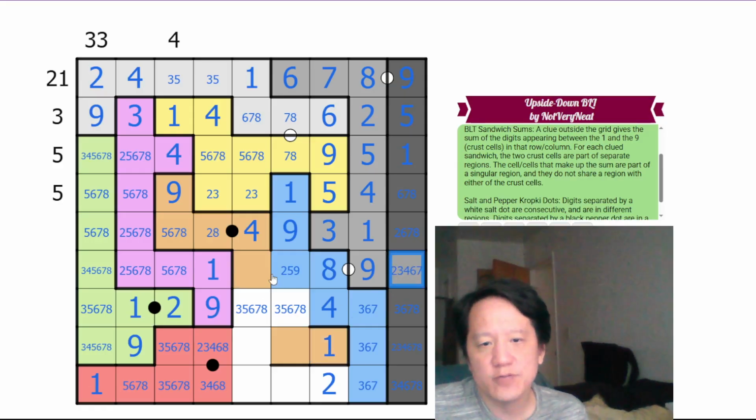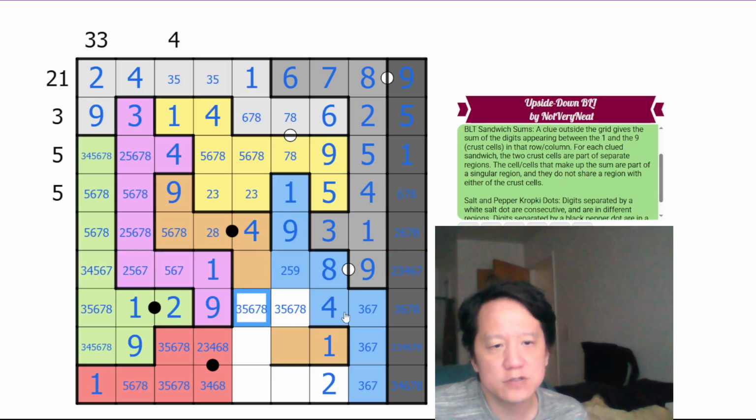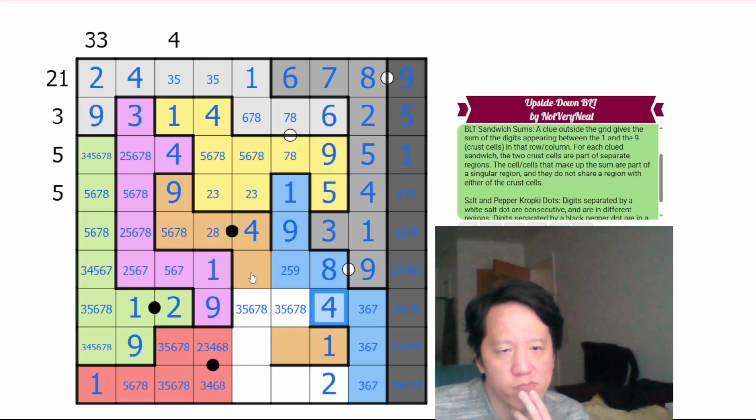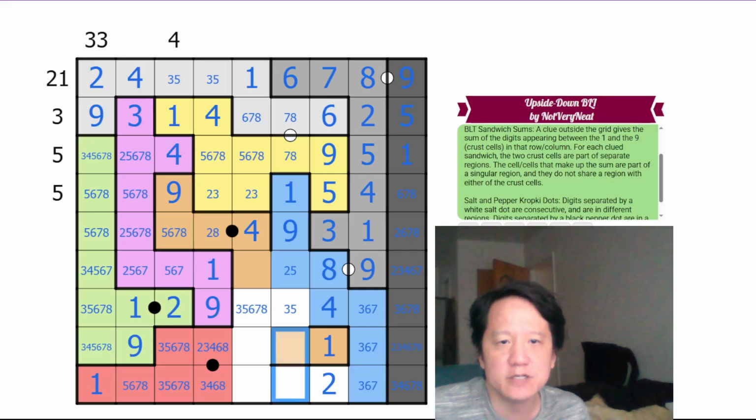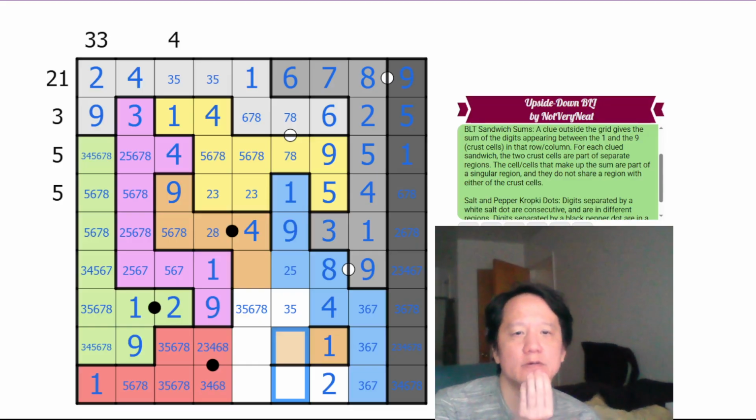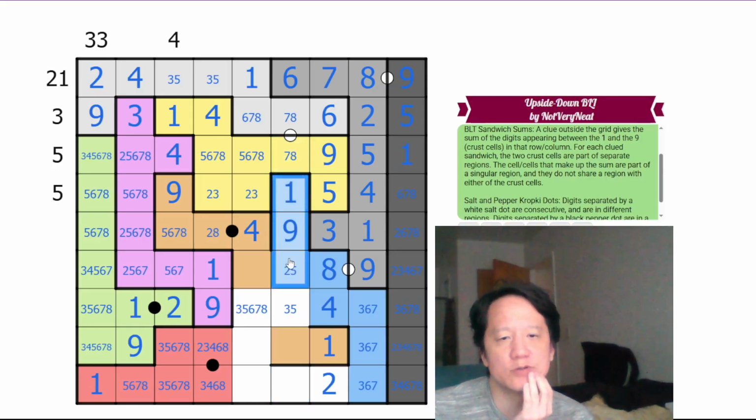8 eliminates 8 from the rest of row 6. 7, 8 as a pair. 6, 7, 8 eliminates 6, 7, 8 in the rest of the column. This 9 eliminates 9 here. Remaining digits of column: this is guaranteed to be 1, 2, 3, 4, 5, 6, 7, 8.